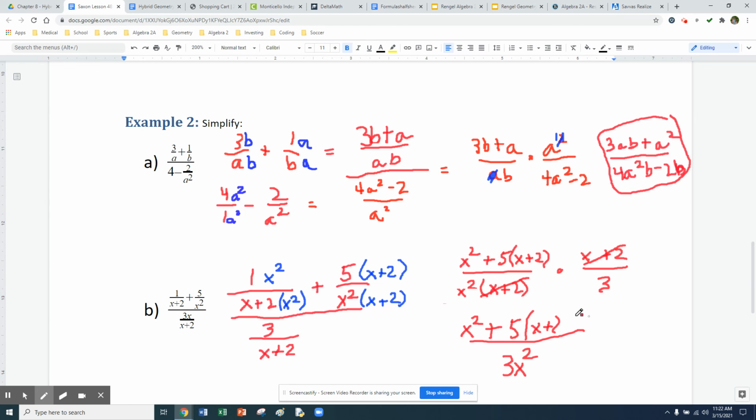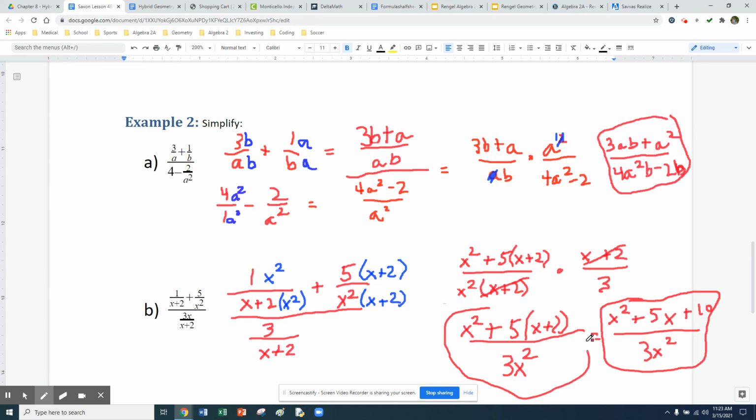And if you wanted to, you could multiply that out. So it'd be x squared plus 5x plus 10. Just distribute that 5 out, and then over 3x squared. So there would be our options, but either way you slice it, you've got it down now to one single fraction. Instead of having fractions in the numerator and fractions in the denominator, we've got it figured out.